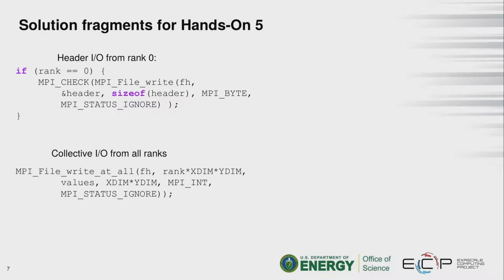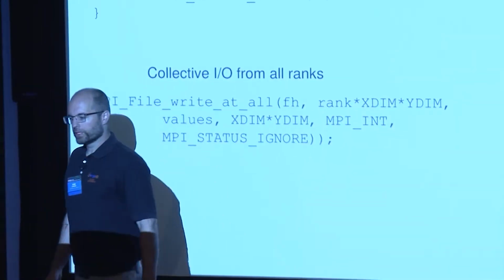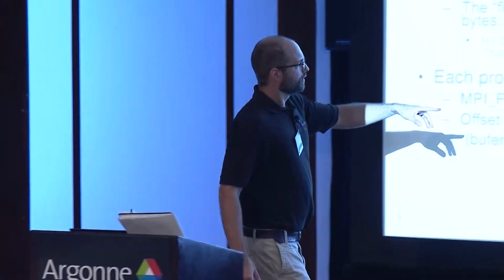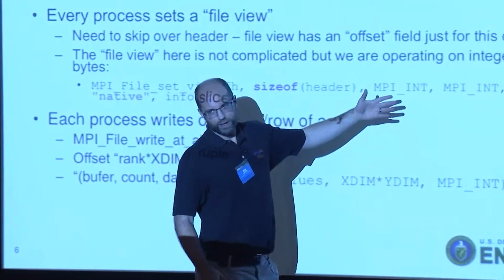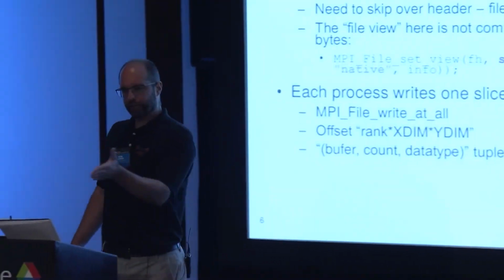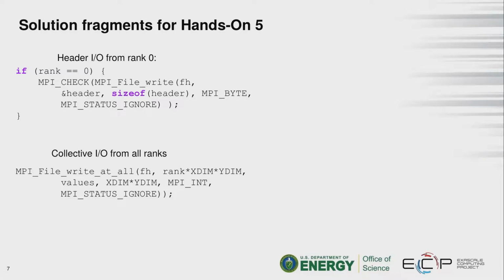Here, it's the rank times xdim times ydim, because we set a file view saying our view is integers. Because the etype and filetype of the file are integers, not bytes, we can count in the file in terms of integers, which is a little more natural in this case because we're dealing with an array of integers. You'll notice there's no call to sizeof in here. Now there is a call to sizeof in the file write call because we're saying how much data we're writing. That's a memory description.